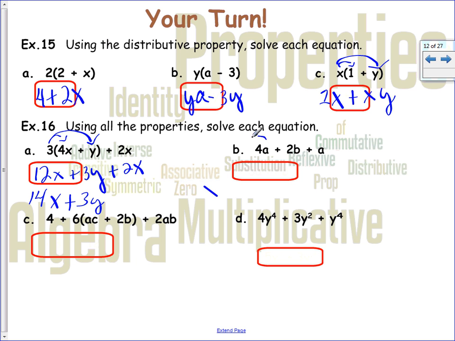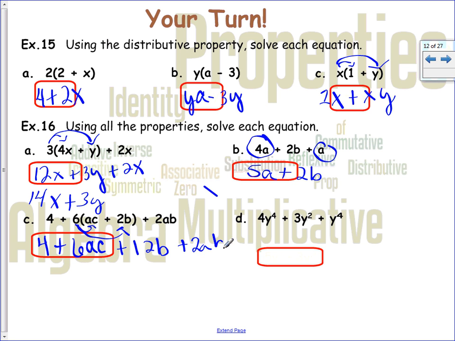Okay, what about this one? 5a plus 2b. So I can combine like terms. It'll give me 5a plus 2b. Okay, what about this one? 4 plus 6, 18. Okay. And then 12b plus 2a. Can I combine like terms? No, I do not have like terms. That's as simplified as it's going to get. This is actually supposed to say expression, not equation.